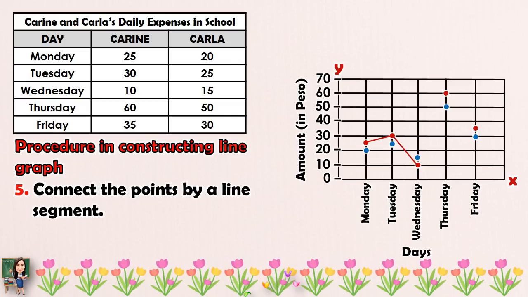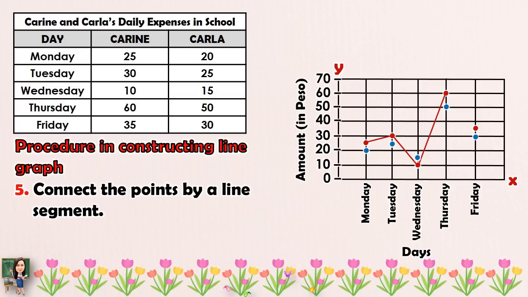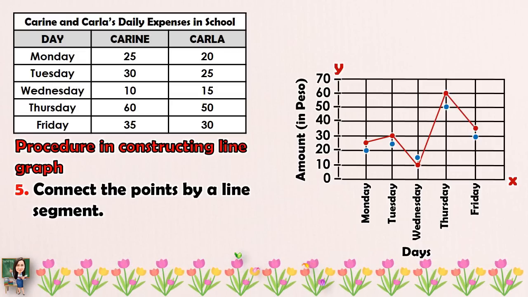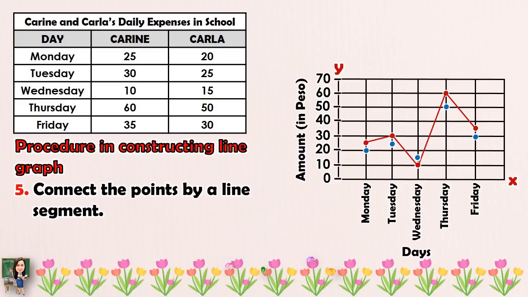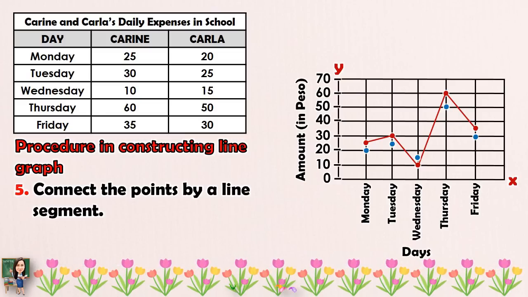Wednesday to Thursday is 10 pesos to 60 pesos. Then, Thursday to Friday is 60 pesos to 35 pesos. Now, let's connect the points by a line segment of Carla's expenses.